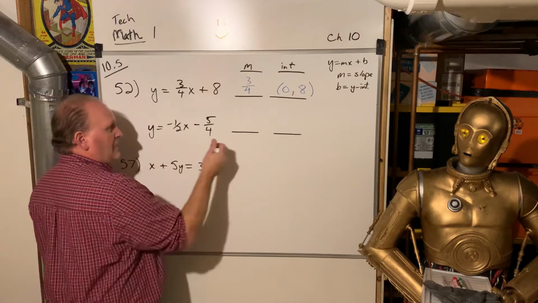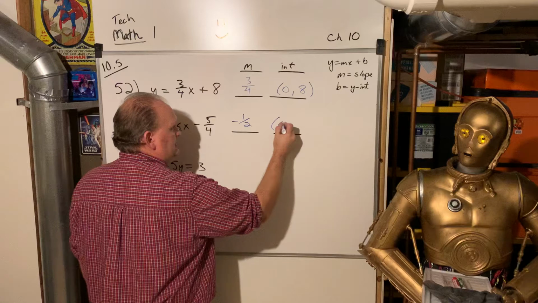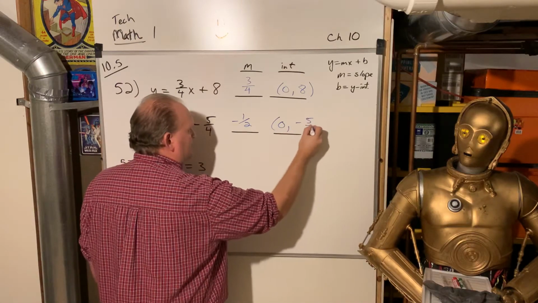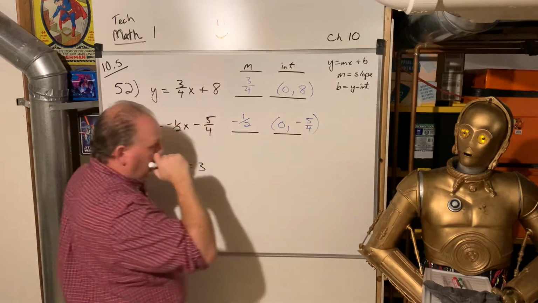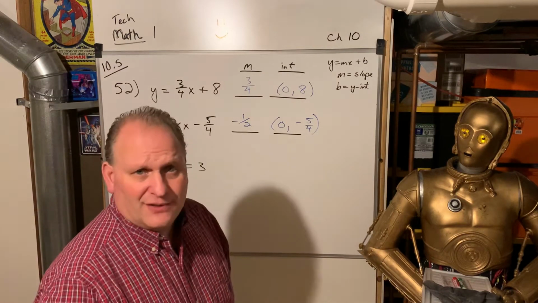So this one's solved for y, so the slope is -1/2, and the y-intercept is (0, -5/4), or you could say -1.25. Probably easier as a decimal if you're graphing.